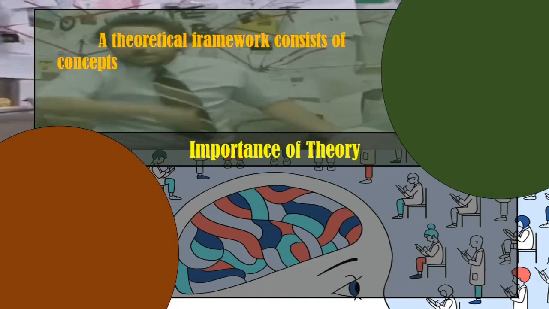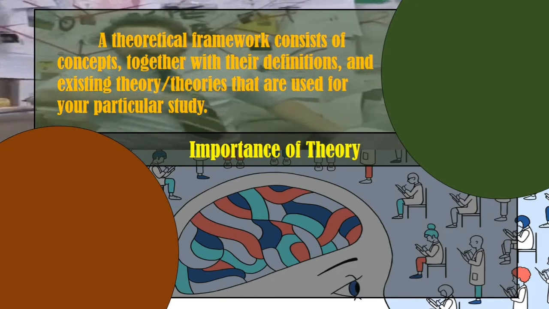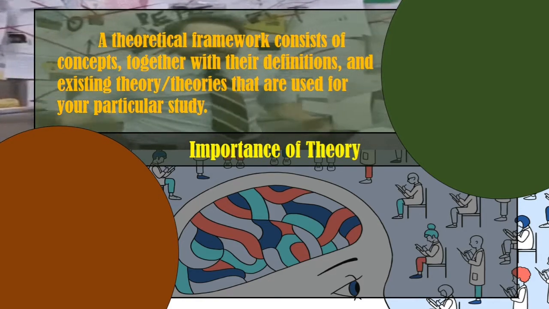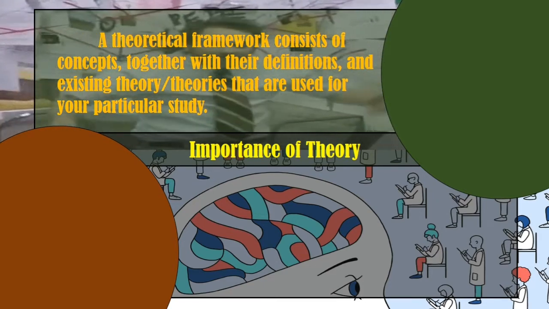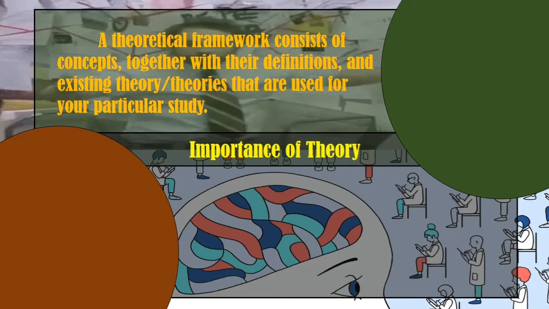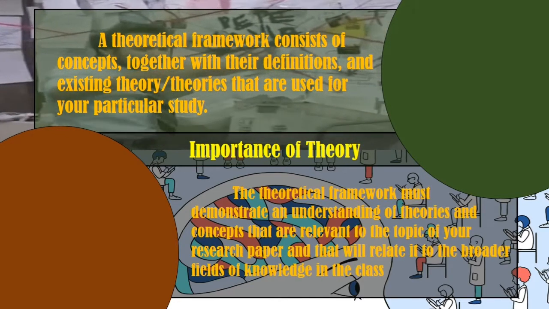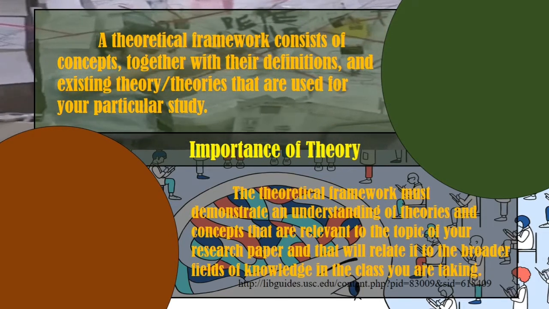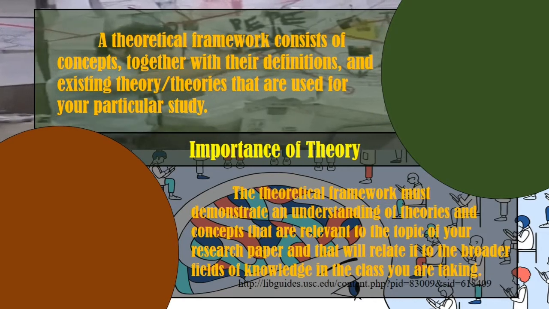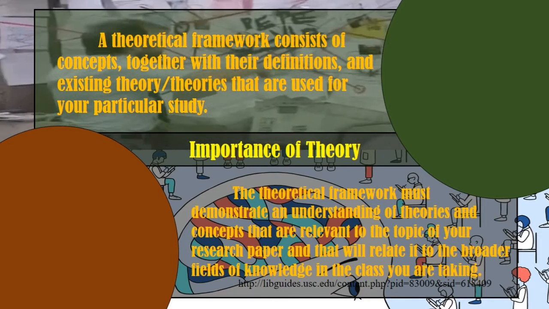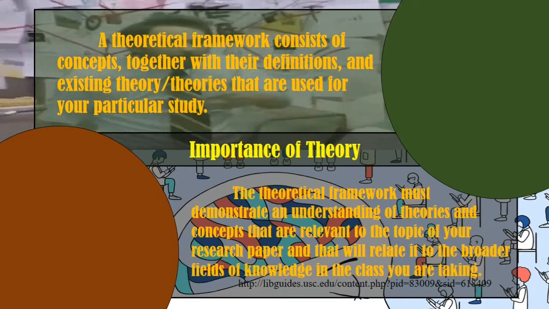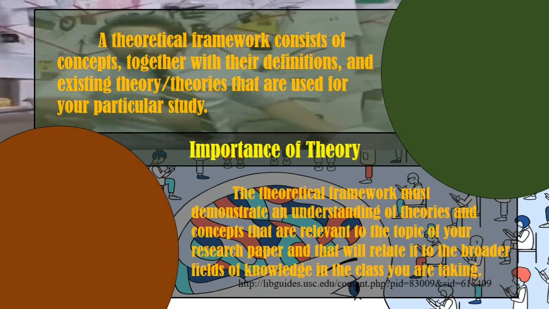To sum it up, a theoretical framework consists of concepts together with their definitions and existing theory or theories that are used for your particular study. So why is it important to have this theory? Because theoretical framework demonstrates an understanding of theories and concepts that are relevant to the topic of your research paper, and that will relate it to the broader fields of knowledge in the class you are taking. So you are advised that at least you have consulted several literature and studies that will serve as your basis in coming up with your theoretical framework.